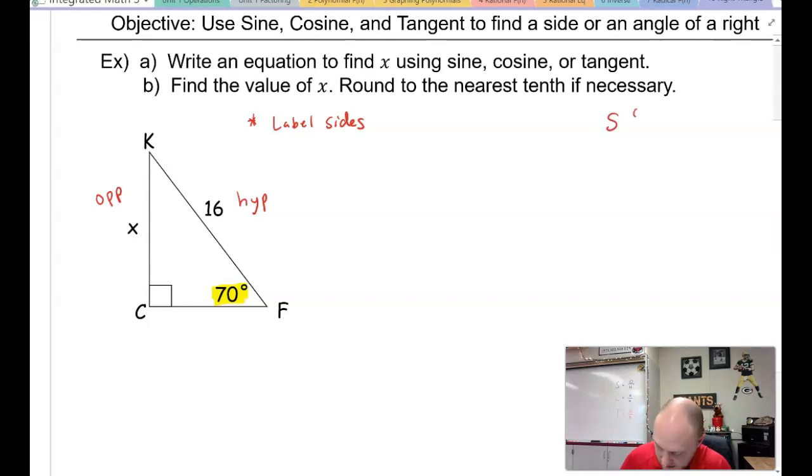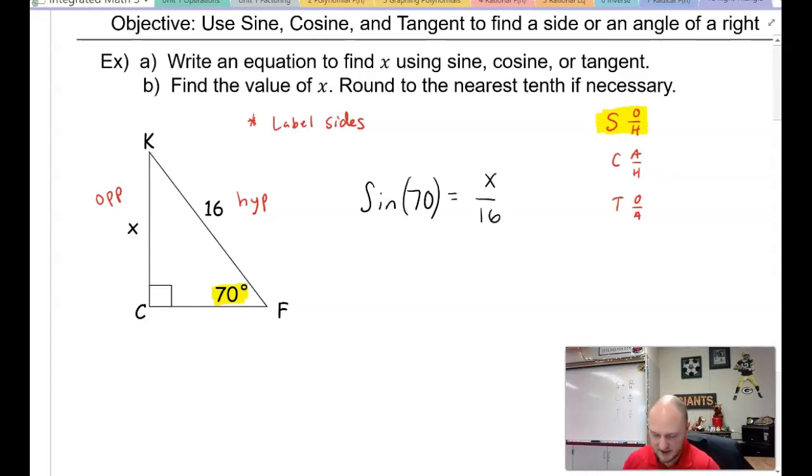Okay, so what trig function involves opposite and hypotenuse? If you forget, again, right, the TOA. Okay, and obviously the side that's opposite and hypotenuse, that's going to be sine. So sine of my angle, 70 degrees, sine of 70 is equal to opposite, which is x, over hypotenuse. That's 16. That's part A. Done.